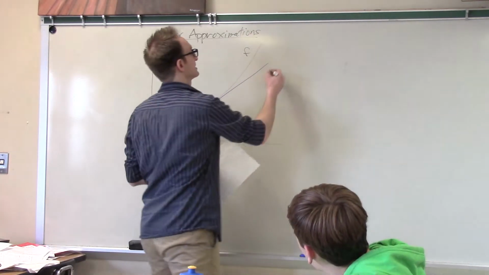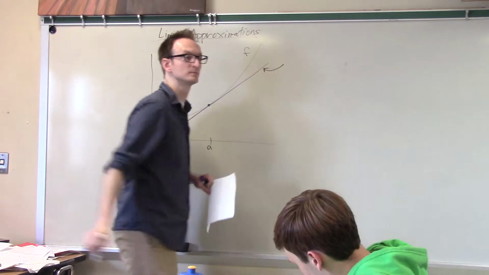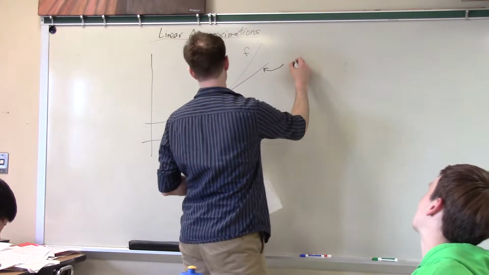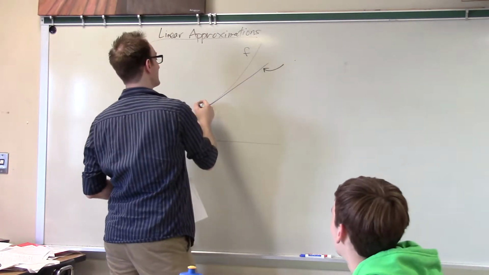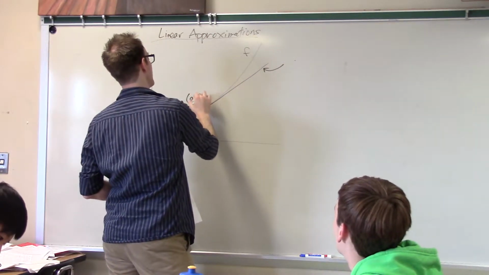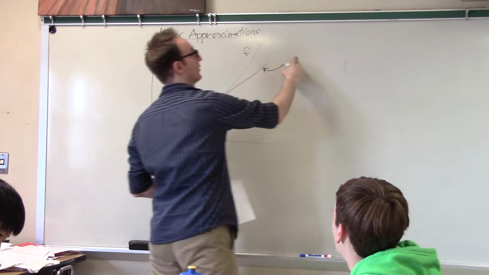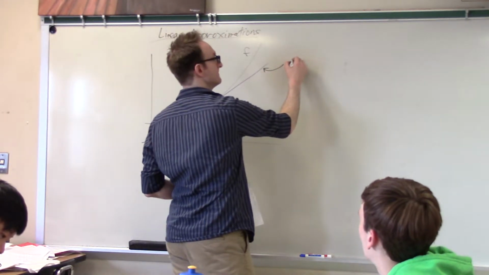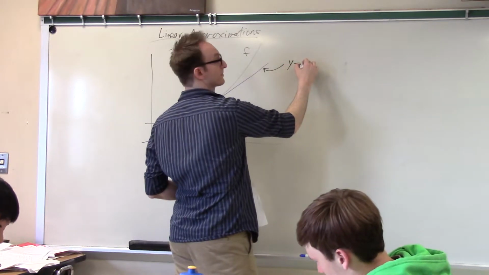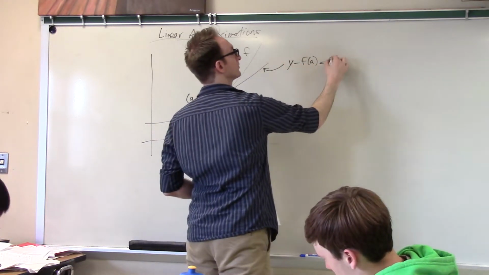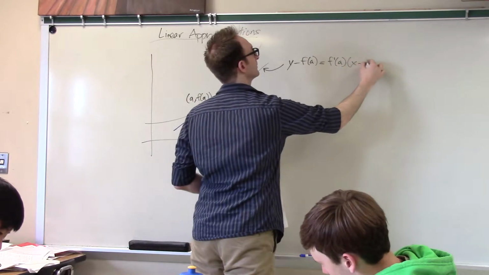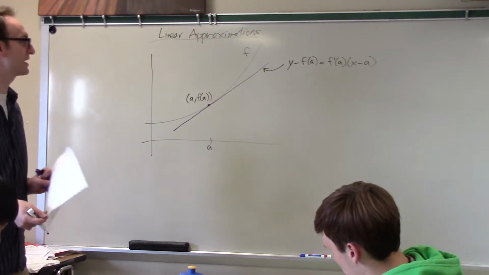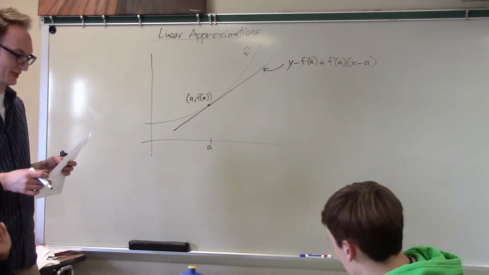So what is the equation of this line? Emma. F prime A. Wait, can I get the actual equation though? This is A comma f of A. The equation of this line would be? Oh, y minus f of A equals f prime A times x minus A. Yeah, she's just giving me the generic equation of a line which goes through A comma f of A and has slope f prime of A, which is what the tangent line has.